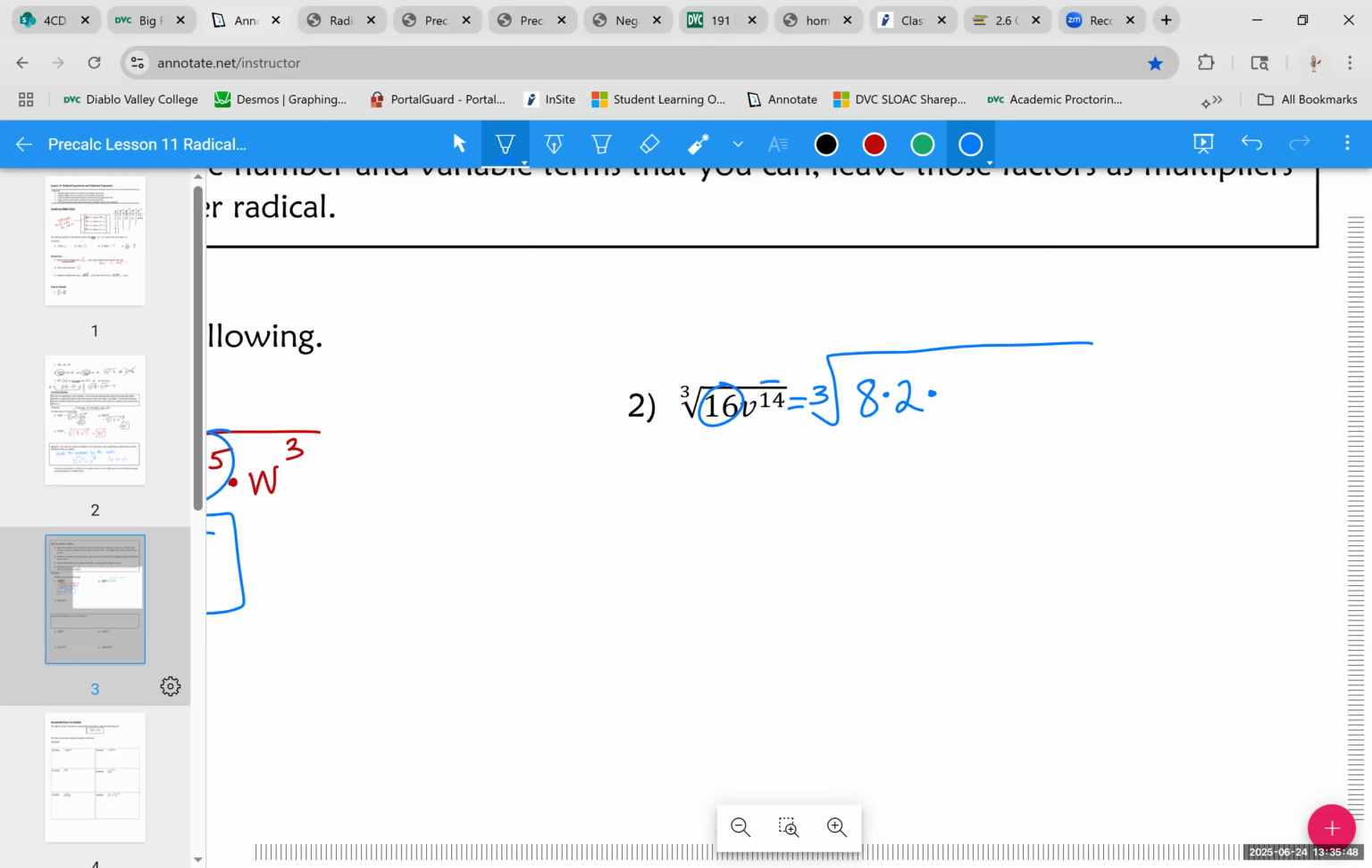And then I've got v to the 14th, and I'm looking for a power that is a multiple of 3. So the highest one would be 12, right? V to the 12th. And I would need an additional 2 more to make it up to 14. So again, these two are cube rootable. Cube root of 8 is 2. Cube root of v to the 12th is v to the 4th using our division shortcut. And so then what's left is the 2v squared underneath.